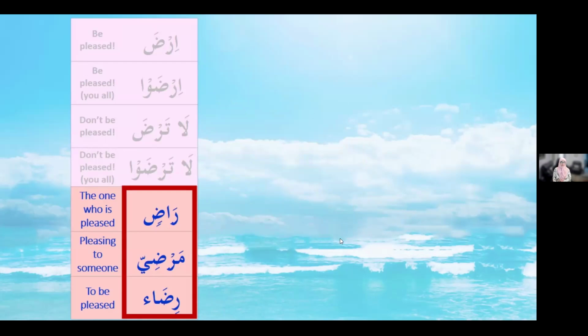Madi, mudari, and amr. Now let's do fa'al, maf'ul, and fi'al. Fa'al, maf'ul, fi'al. The one who is pleased is radin. And pleasing to someone, maf'ul, is mardiyun. And to be pleased, the action of being pleased, is rida. So radin, mardiyun, rida. Okay, so alhamdulillah, we got this.